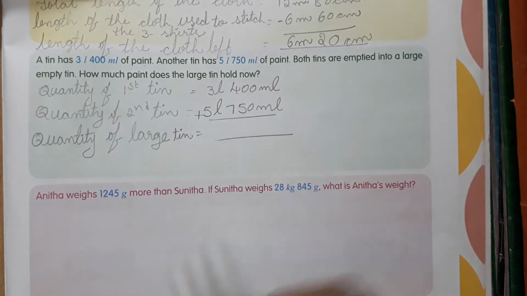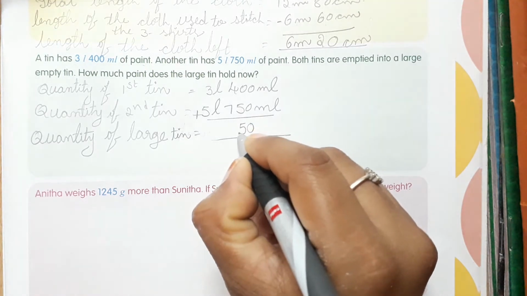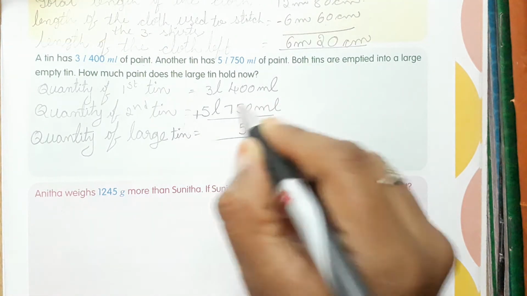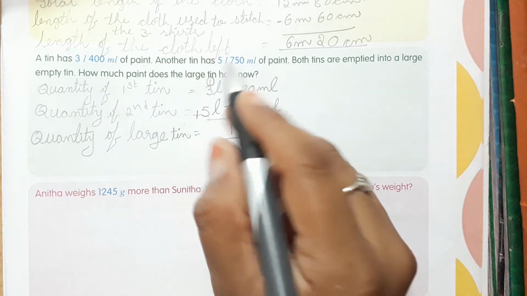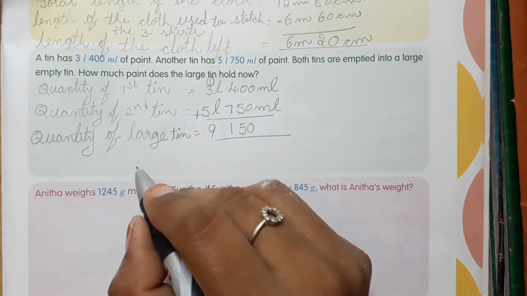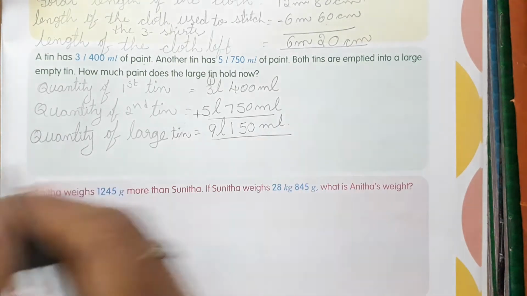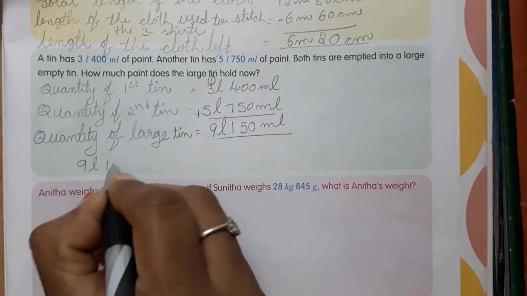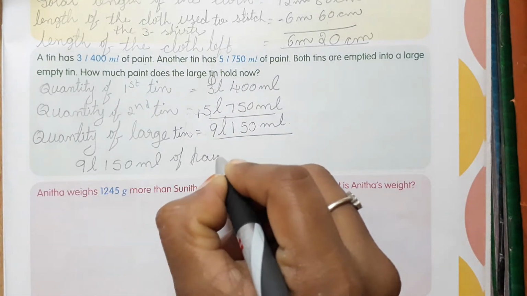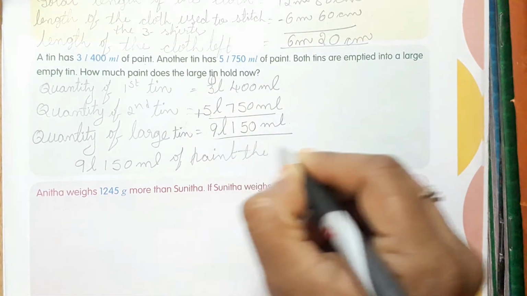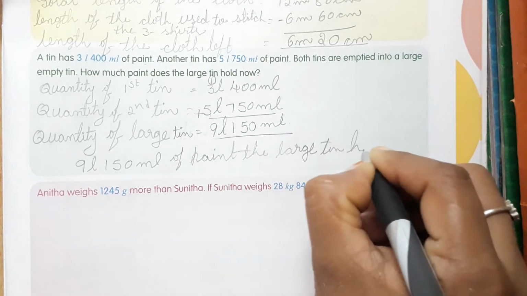Now add 0 plus 0, 0. 0 plus 5, 5. 4 plus 7, 11. 1 carry forward, 1 is in answer place. 3 plus 5, 8. 8 plus 1, 9. So the large tin has 9 liters 150 milliliters of paint. The large tin holds 9 liters 150 milliliters.